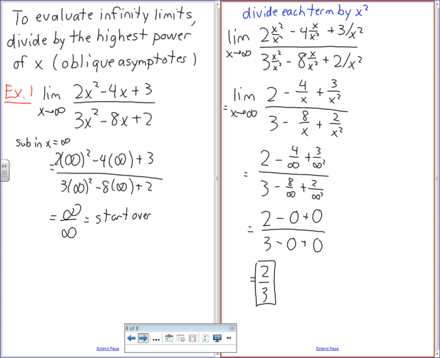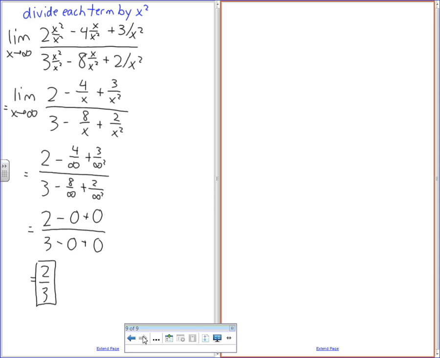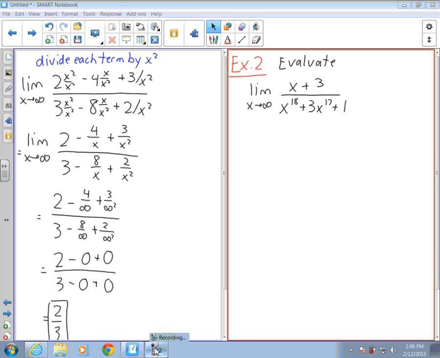So I'm going to give you guys a second to try this one out for me. I'm going to say evaluate, we'll go for 2 or 3, I can do 2. That's one where the highest degree of the numerator is different from the denominator. You can read my mind almost. X to the 18, 3x to the 17 plus 1. Now don't be afraid. You guys are like, oh my goodness, x to the 18, what's up?